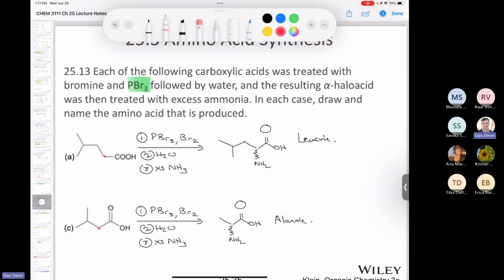So with the help of Zelinsky, if you start with a carboxylic acid, all you do is put an amino group in the alpha position, and there you go. You go in and you identify your amino acid. All right. So that's a little bit about the Zelinsky synthesis of amino acids that we covered last class.